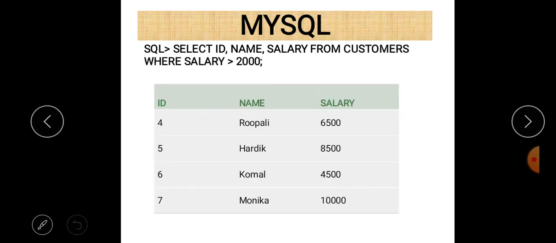So now you have 2 options. You have to select particular columns, and you have to select particular records. To select particular columns, just mention their names after select. And if you want to filter records according to a certain condition, then always use where clause.